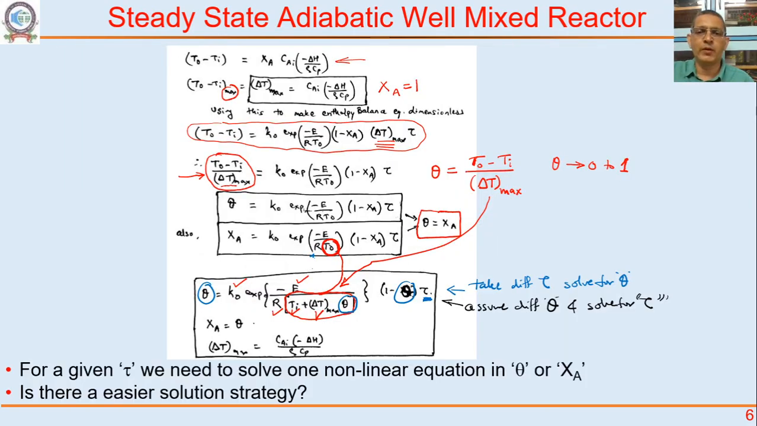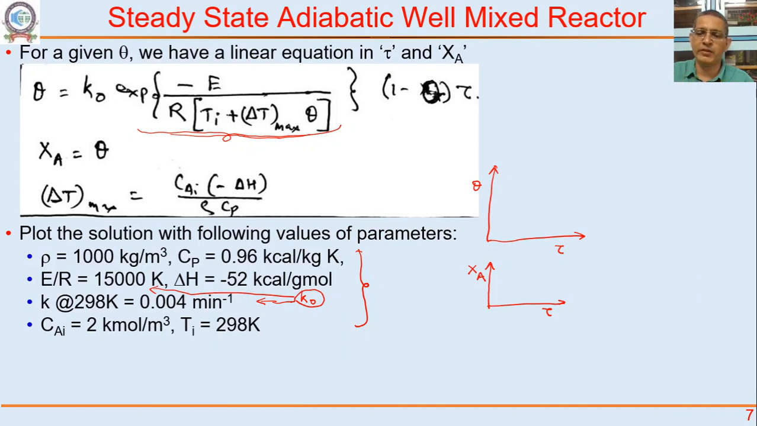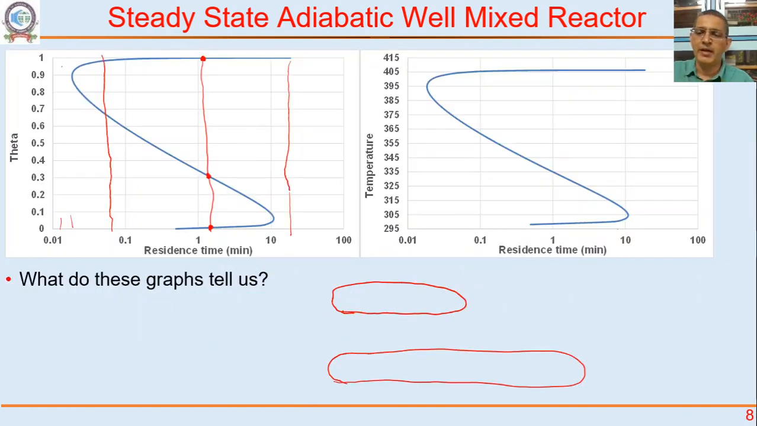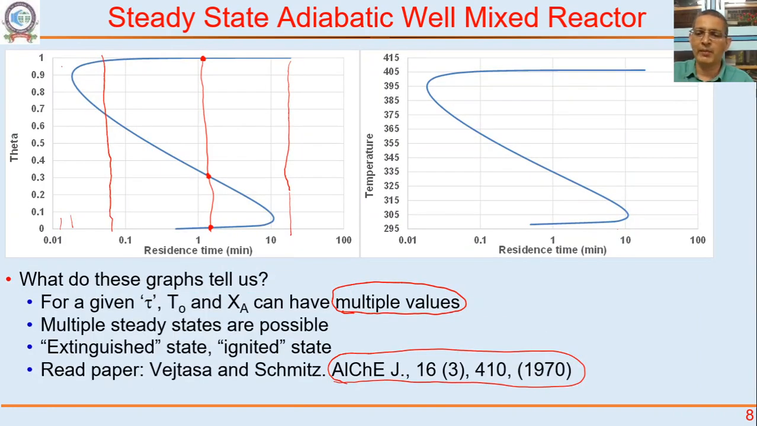multiple steady states. So what we will do is look at these individual terms, heat generation term and heat removal term, in a little bit more detail for different values of residence time, and try to look at the stability of these steady states. Which of these three steady states is stable and which are unstable.